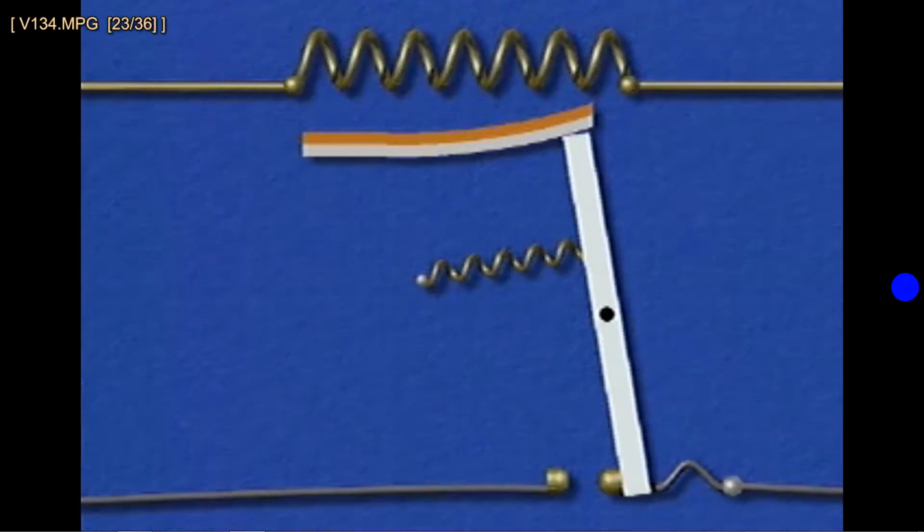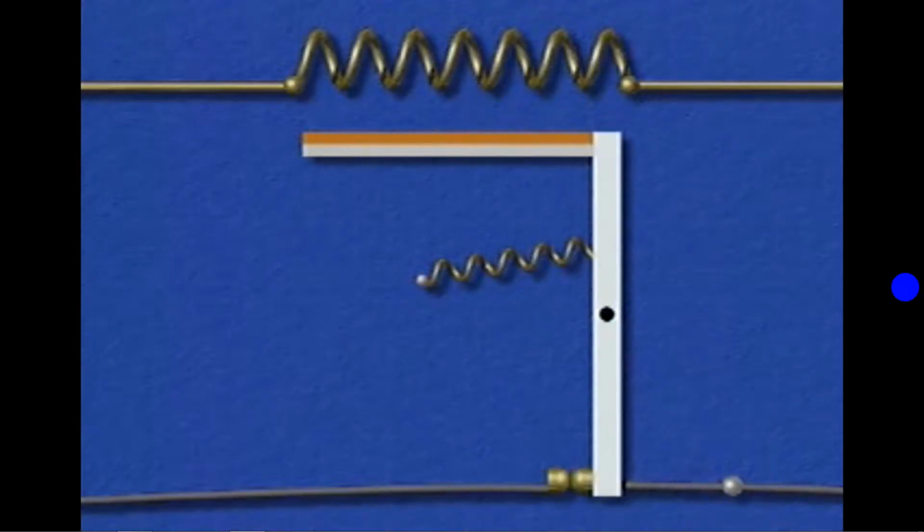As the strip cools, the metals contract and the strip straightens, so that it once again holds the linkage in place. The linkage then holds the contacts closed, which makes it possible to reset the circuit breaker.